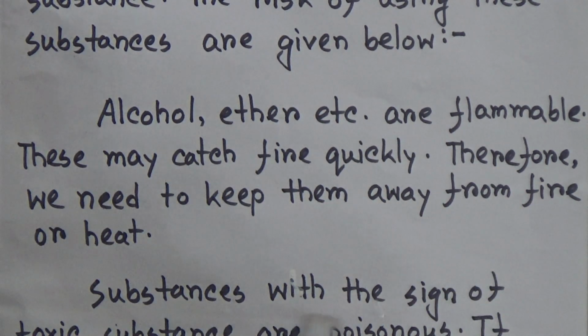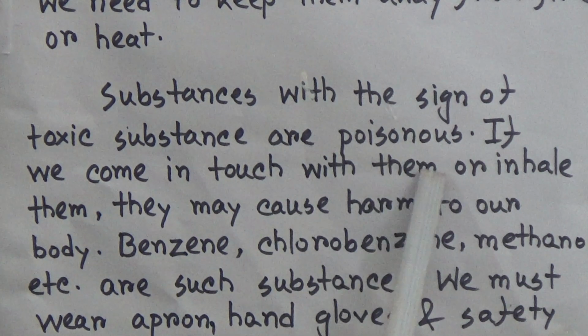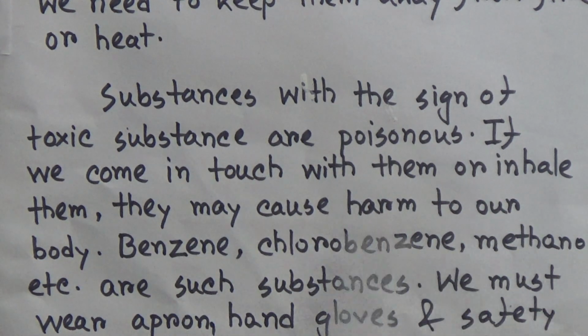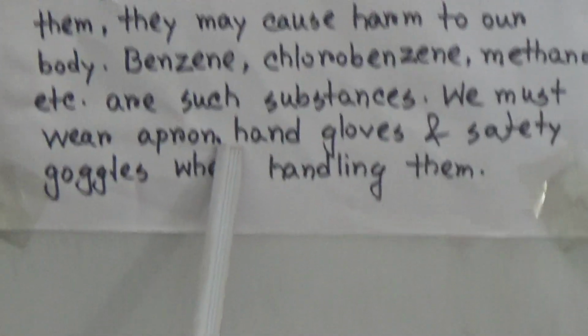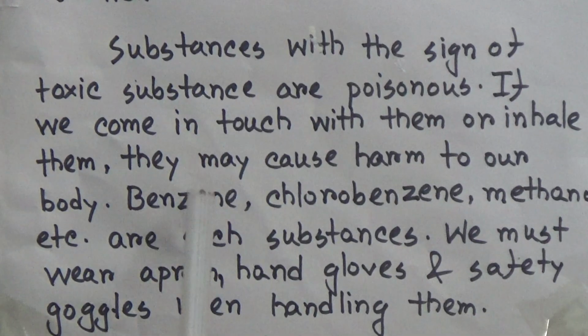Now the substances with the sign of toxic substance are poisonous. That means sign 2 is toxic substance and it is poisonous. If we come in touch with them or inhale them, they may cause harm to our body. Benzene, chlorobenzene, methanol, etc. are such substances. We must wear apron, hand gloves and safety goggles when handling them. This toxic substance can cause skin damage and also lung damage, lung problems. That's why we have to be very careful when handling them.